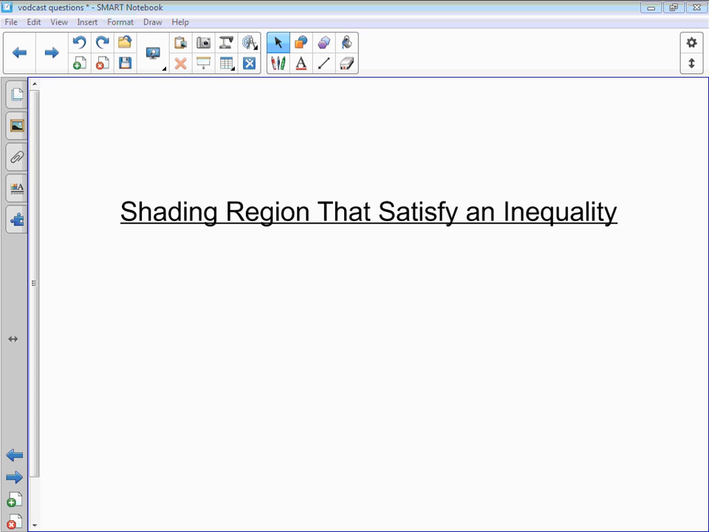To look at being able to shade the region that satisfies an inequality. Now, in order to be able to do this, you need to be able to draw the equation of a line with the equation that you have been given. If you do not know how to do this, then you need to look at the vodcast called Plotting Straight Line Graphs. We're going to look at 5 different examples to see the various situations that we could be able to shade regions to satisfy inequalities.